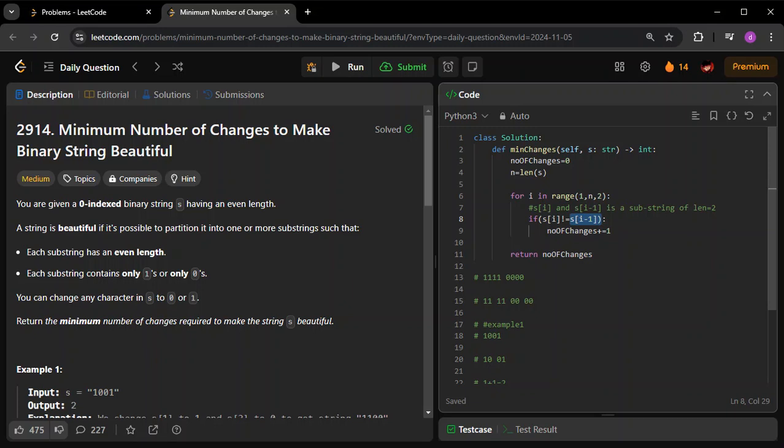If they're not equal, I need to do one change, because remember, only when the substring of length 2 is the same can we combine multiple such substrings and make a bigger substring which will have the same values. That is the basic idea. That is what they're mentioning, right?